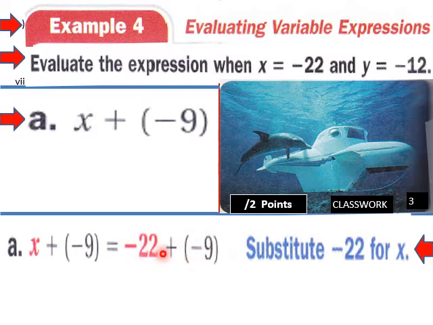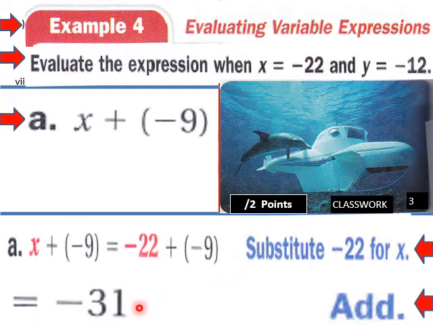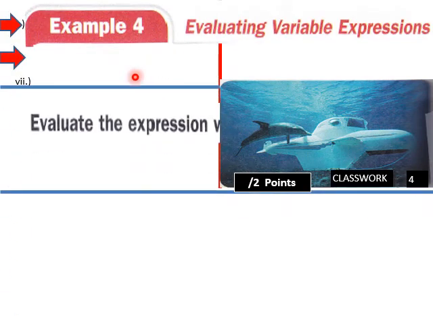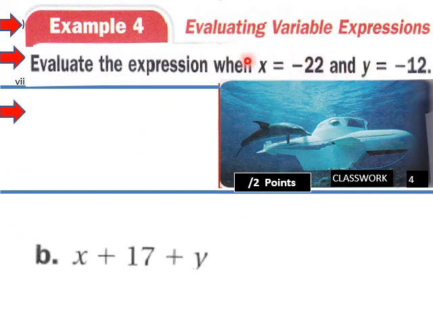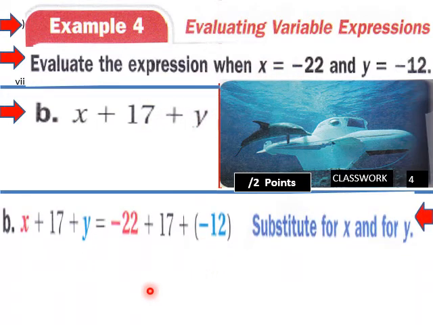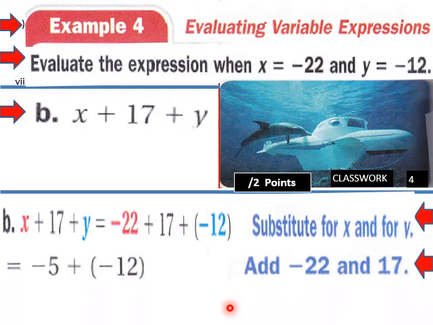So what's -22 and -9? For that, we get -31. They are both the same sign, so we just combine their absolute values and we get -31 for that. Let's try another one. So when X equals -22, Y equals -12, now we have X plus 17 plus Y. So that will be -22 plus 17 plus -12.